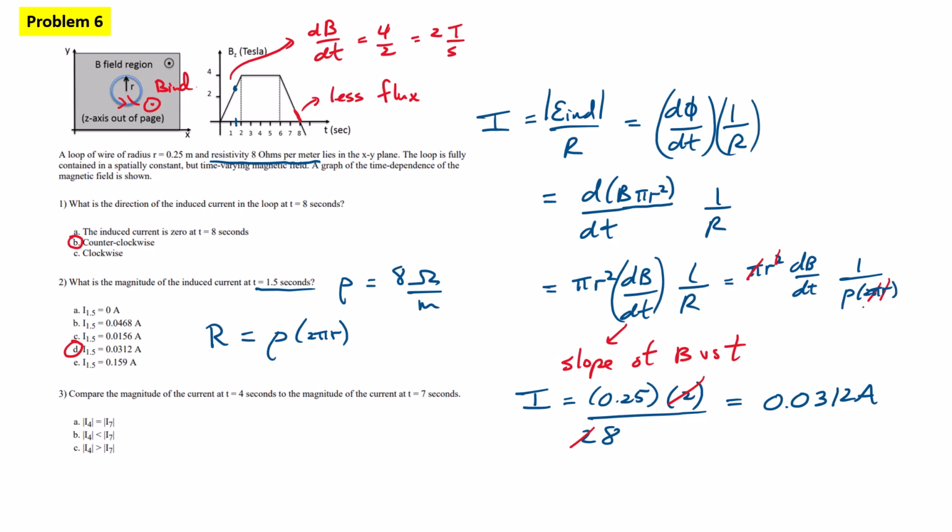Next question says, compare the magnitude of the current at 4 seconds to 7 seconds. So let's see where 4 seconds is. 4 seconds is here. Wow, look what we have here.